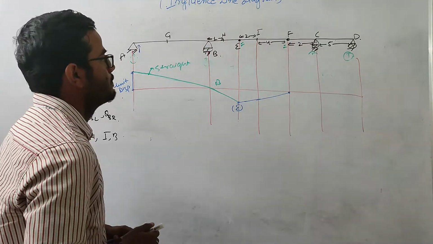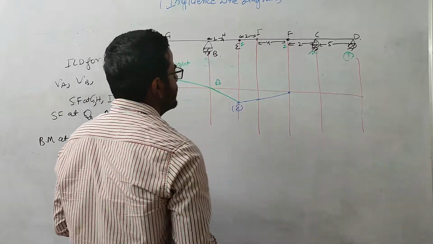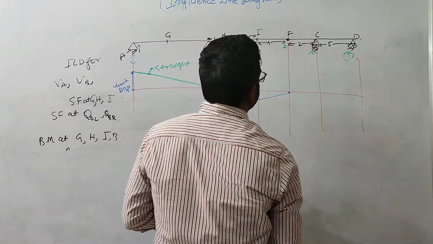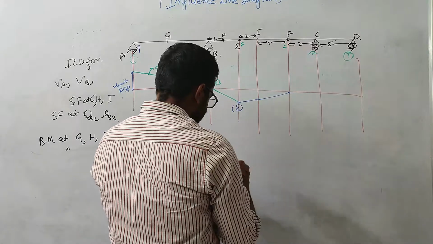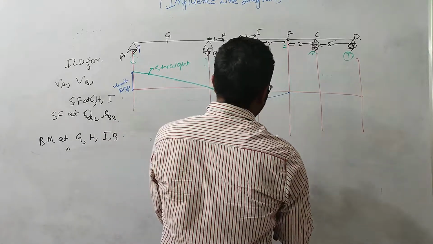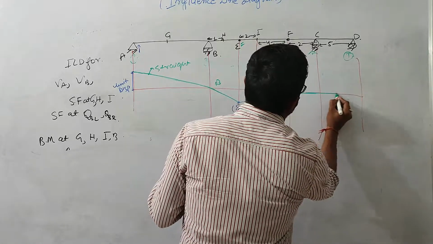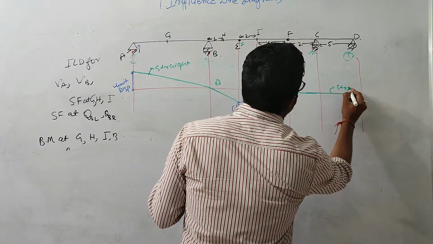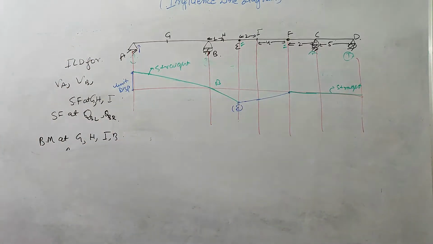And this portion, if it is bent like this, then this portion will remain straight. This portion will remain straight, right?